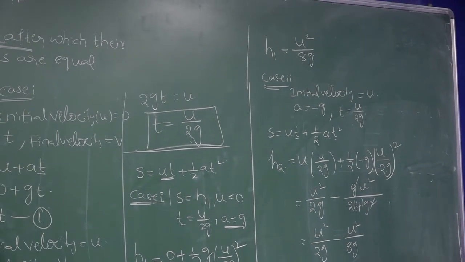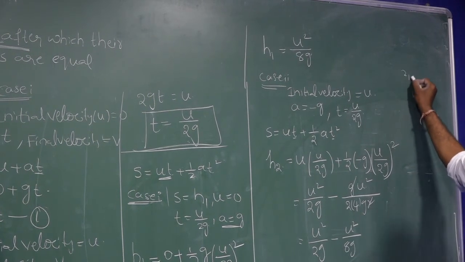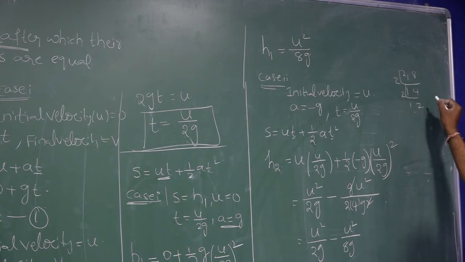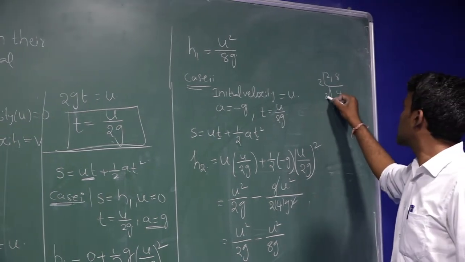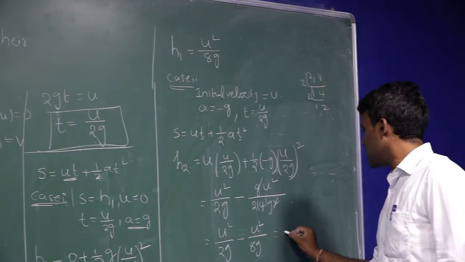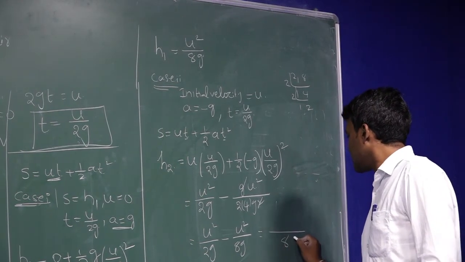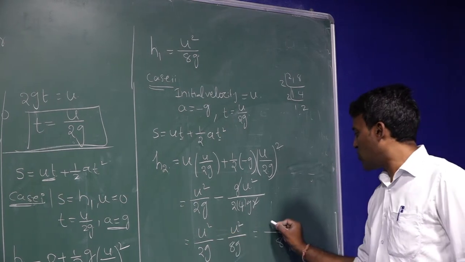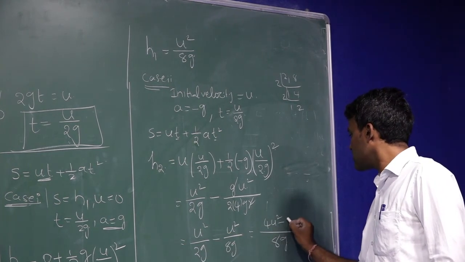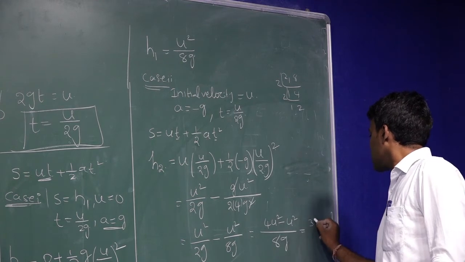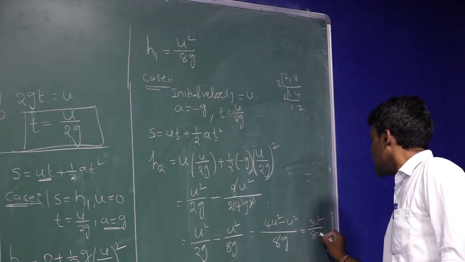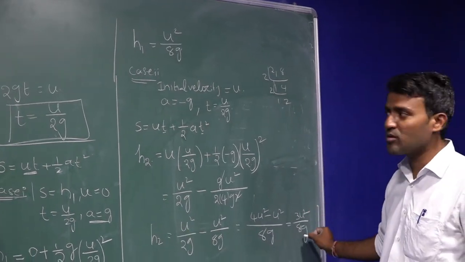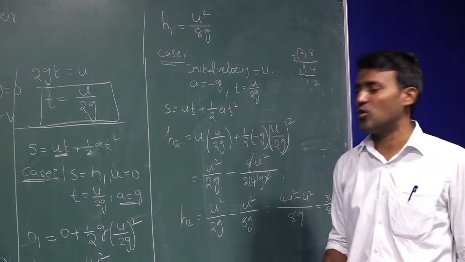What is the LCM here? LCM, you know very well, 2 twos are 4, 4 eights, 8 is the LCM. So LCM is 8g. Now I am writing 4u square minus u square. The resultant is 3u square by 8g. h2 is equal to 3u square by 8g.